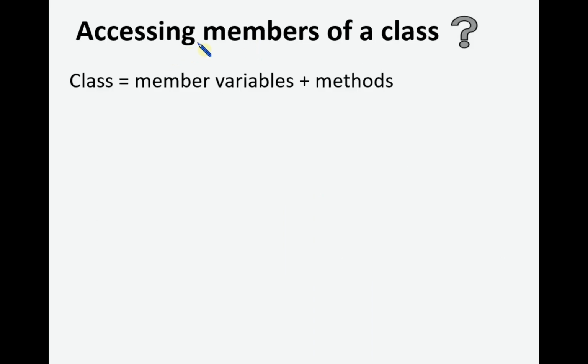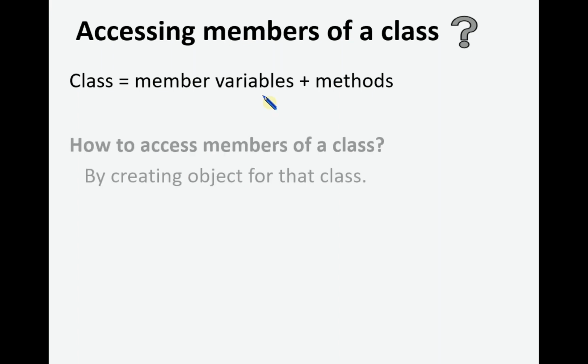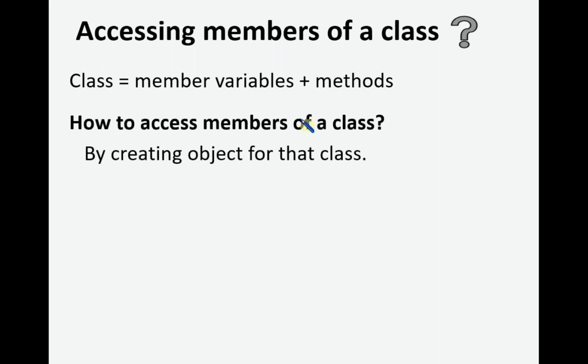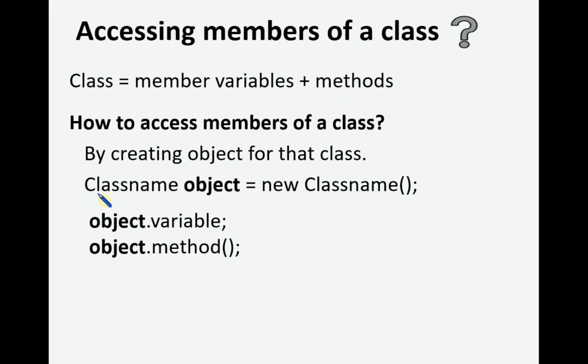How to access the members of a class? A class consists of member variables and methods. To access the members of the class, we must create an object for that class. So how to create an object in Java? Class name followed by object name equal to new keyword and constructor. With the help of this object we can invoke the member variables and the methods of the class.